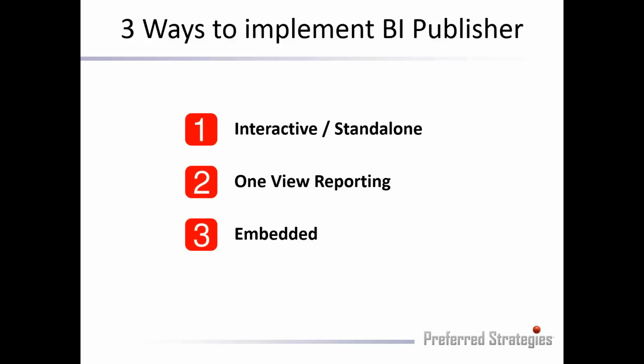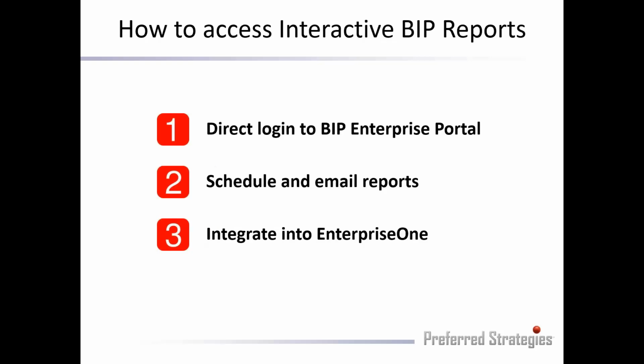Embedded is a third way, and that's for companies that are using BI Publisher really to replace a forms program, delivering AP checks, purchase orders, payroll checks, things like that. If you're using it for forms type reporting, having a JD process trigger it, that's referred to as embedded. So those are the three different ways to implement BI Publisher. Again, we're going to be focusing here on number one.